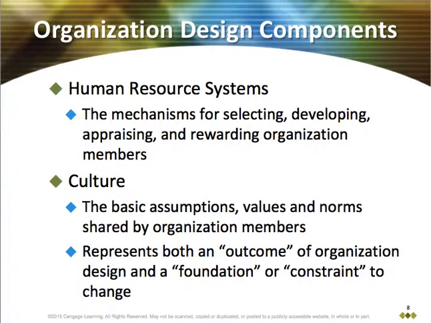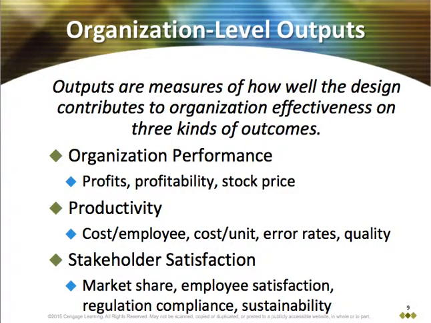Human resources systems include mechanisms for selecting, developing, appraising, and rewarding organization members. These influence the mix of skills, personal characteristics, and behaviors of organization members. Organization culture represents the basic assumptions, values, and norms shared by organization members. The outputs of organization design are measures of how well the design contributes to organizational effectiveness. This can include three kinds of outcomes.